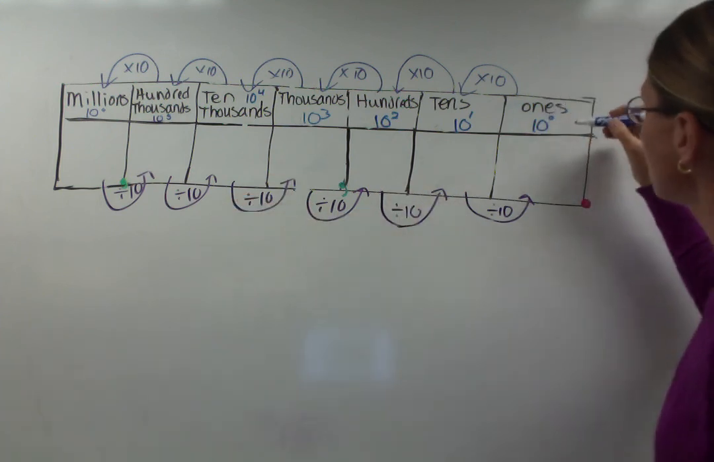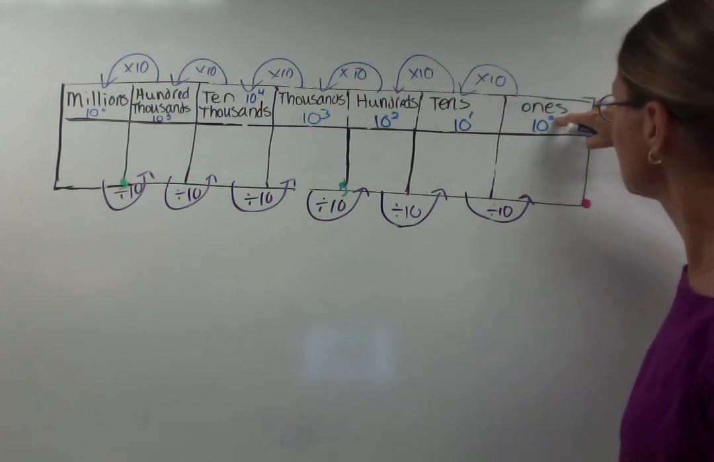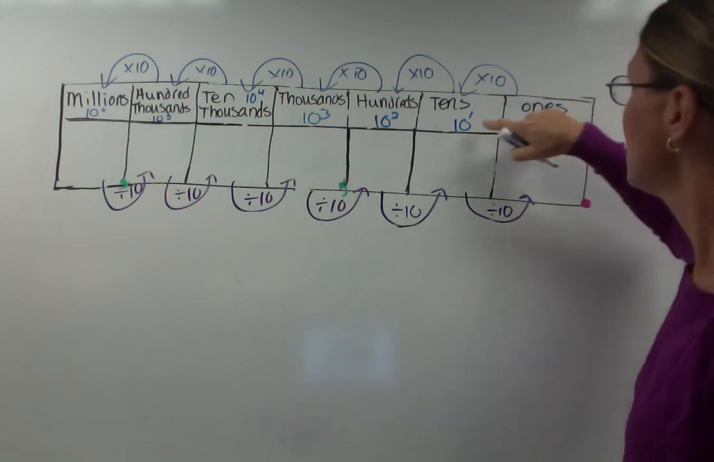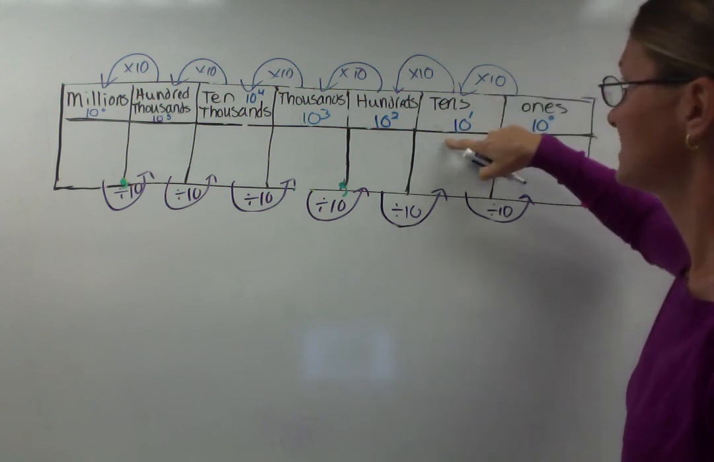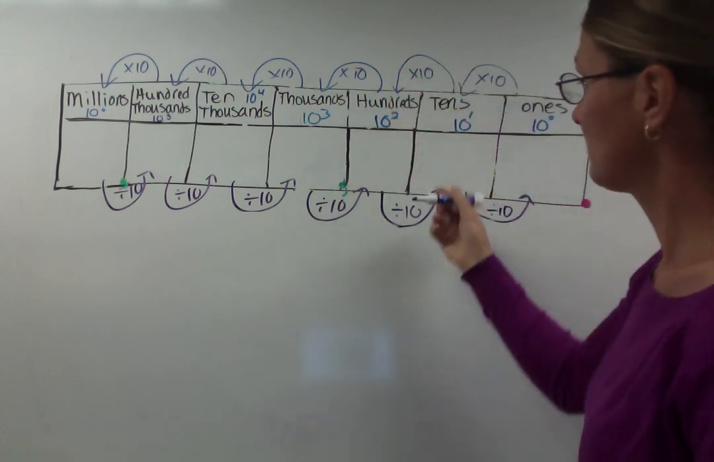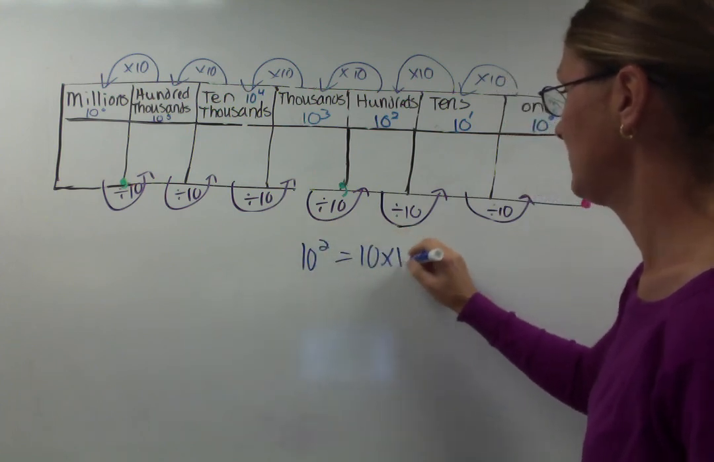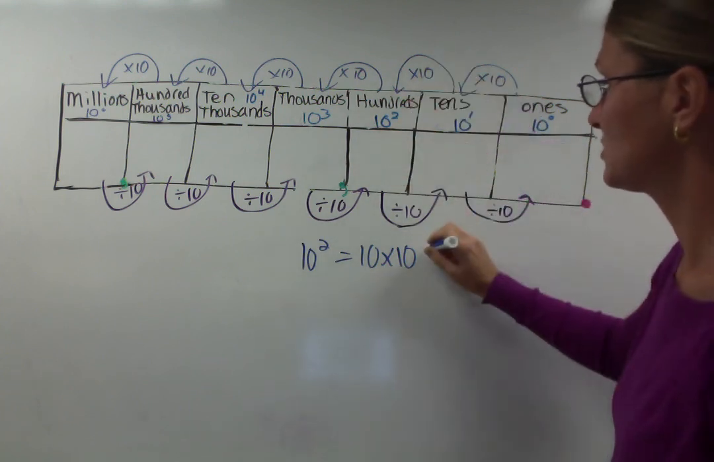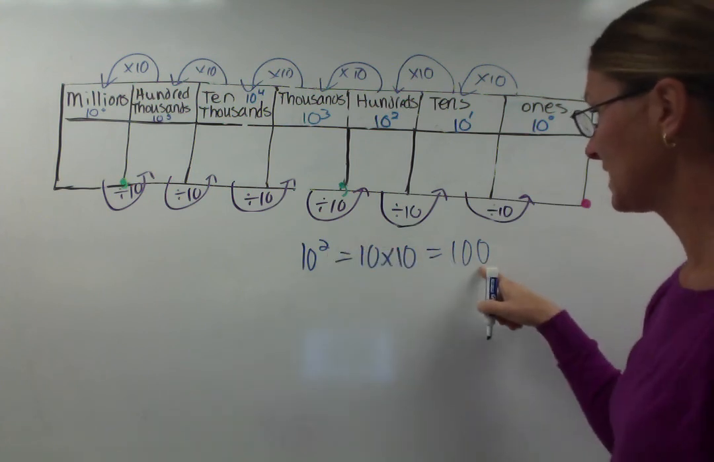If we're looking at the ones place, I have 10 to the 0 here because 10 to the 0 means that there are 0 tens. So that means you're in the ones place, because the ones place has no tens. And then 10 to the first means you've multiplied by 10 one time, so you're in the tens place. You multiply by 10 two times, 10 times 10, you're in the hundreds place. So 10 to the second equals 10 times 10, and we've moved 2 places on the place value chart to the hundreds place. So 10 times 10 is 100. So 10 to the second is 100.